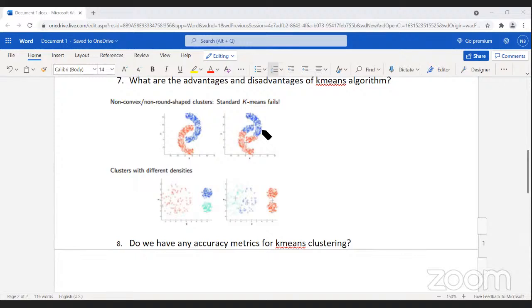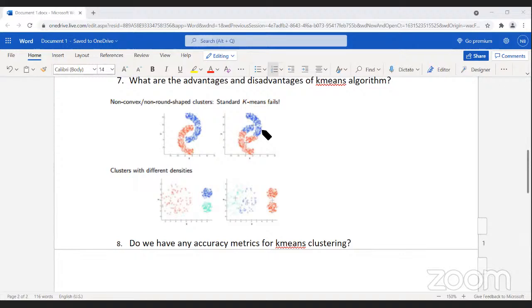But when we come to the disadvantages, it is sensitive to outliers. What happens if you have a data set something like this? This is the original clustering, the original cluster which we have. It should have this as one cluster and this as another cluster. But when we take K-means clustering, it picks this point as a centroid and this point as a centroid. When it picks these 2 points as centroids, it forms the clusters like this.